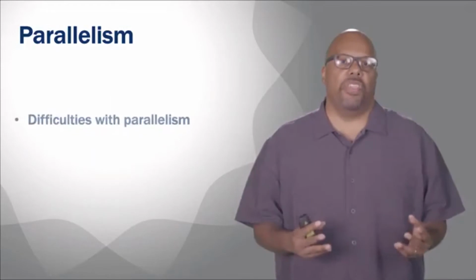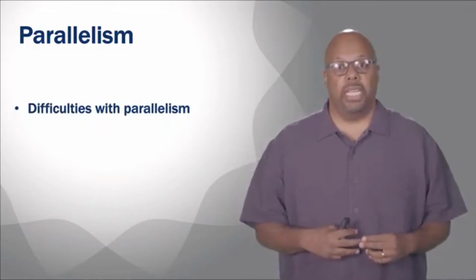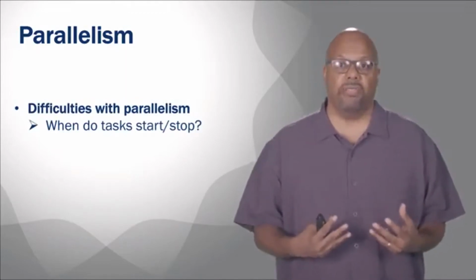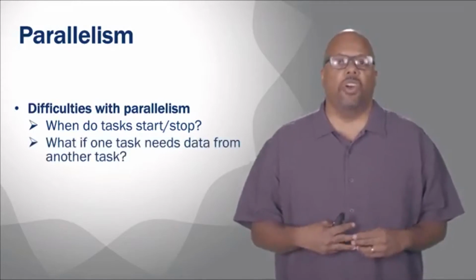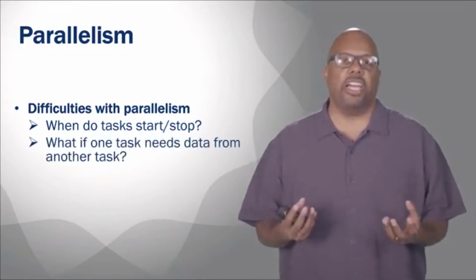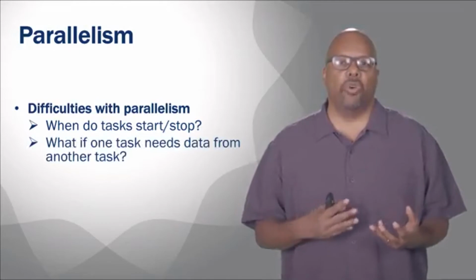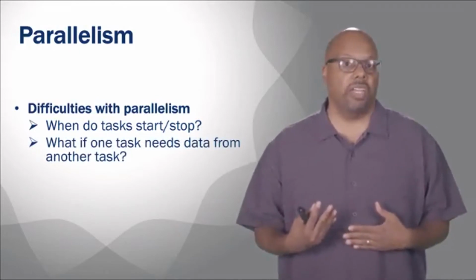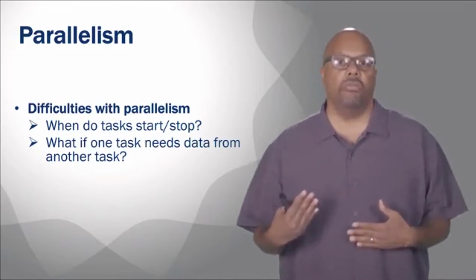So, difficulties with implementing parallelism. There are many, but programming-wise, there are difficulties. For instance, when do the tasks start and when do they stop? A programmer has to decide this. These tasks are not completely independent. So what happens when one task needs to get data that's generated by another task? How does this data transfer occur?